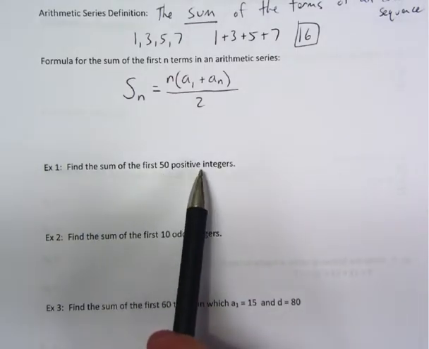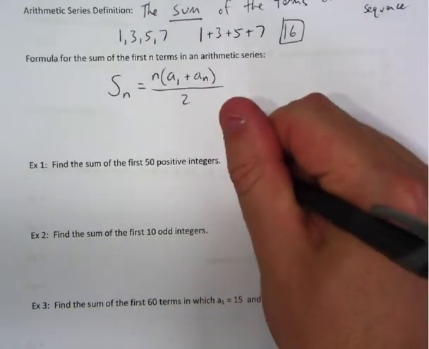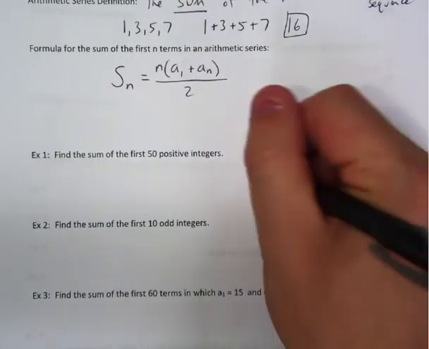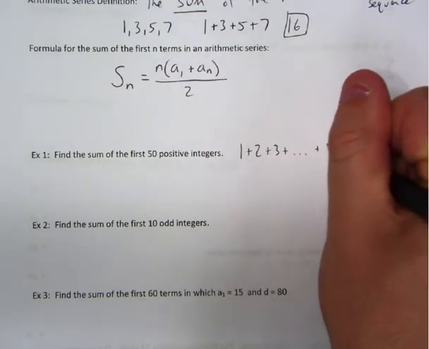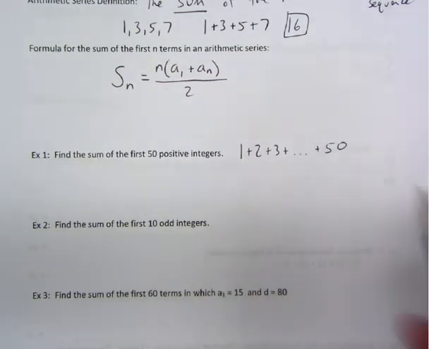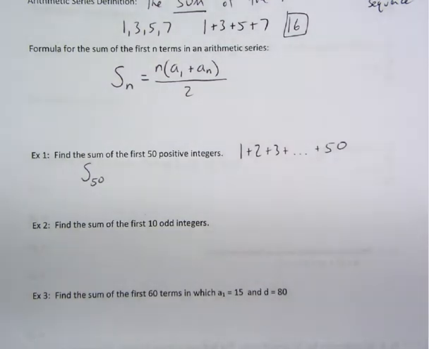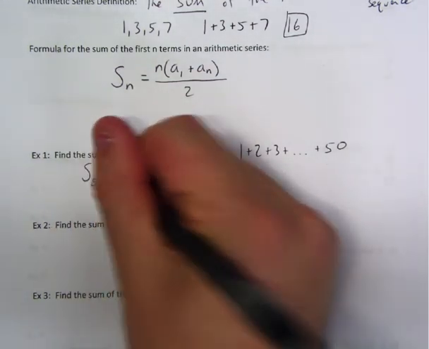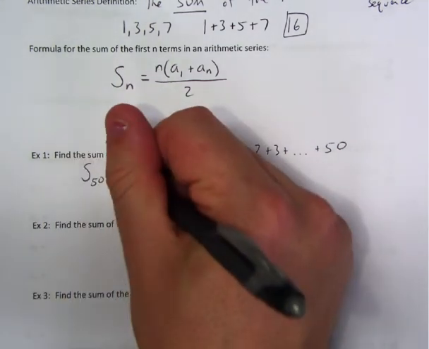And now we practice. Find the sum of the first 50 positive integers. So think about what we're doing. We want to add 1 plus 2 plus 3 plus all the way to the 50th number. I want to add these 50 numbers together. That's the question being asked here. I'm looking for the sum of 50 numbers. That's my notation, S sub 50. In the formula, n is 50. This stands for how many numbers we're adding together.